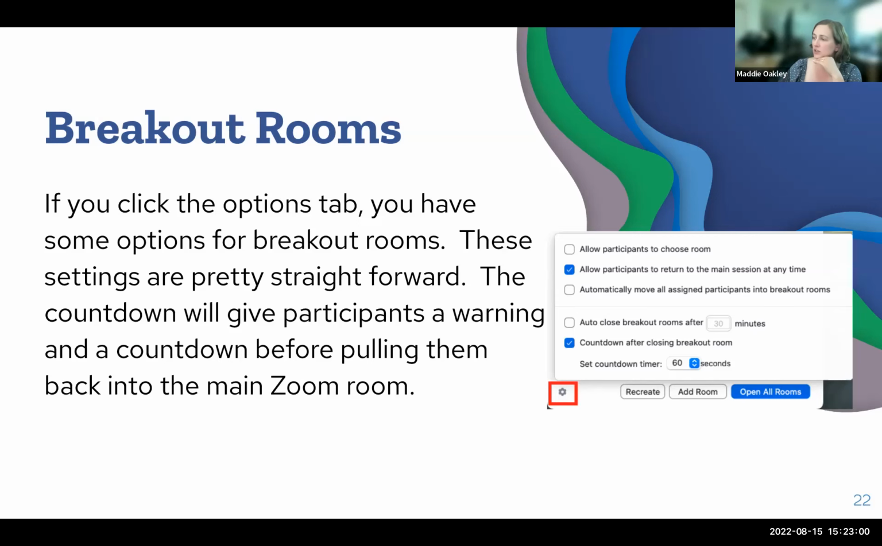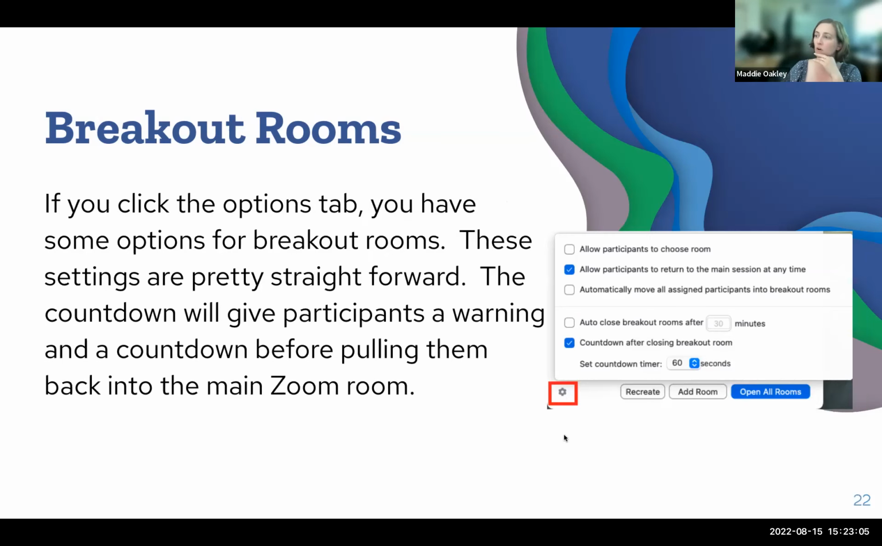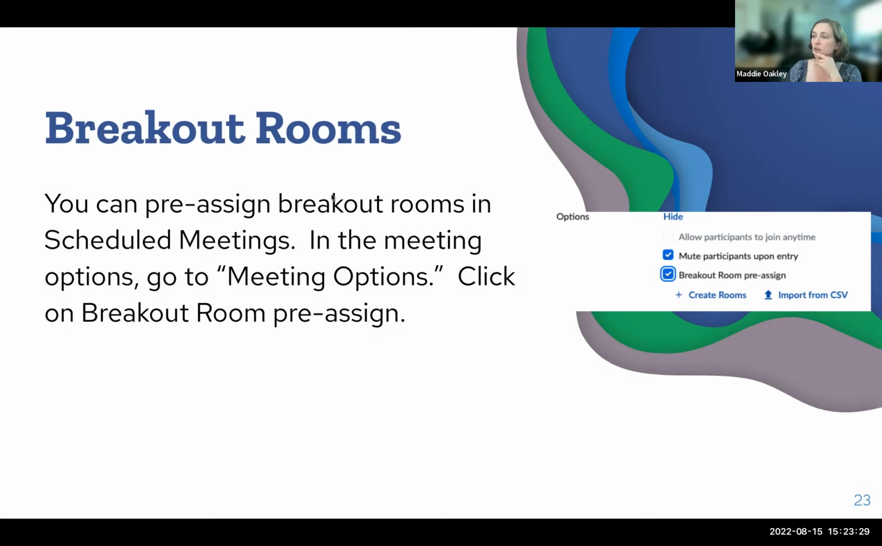And if you click the options tab, which is in the bottom left of that window, you'll also have some options like allowing people to choose their room, allowing them to return to the main session, moving people into breakout rooms, putting how long the breakout room should be open, having a countdown for when the breakout rooms are going to close. Pretty straightforward, but helpful things to know. You can also pre-assign breakout rooms in scheduled meetings. I'm going to show that live right now.